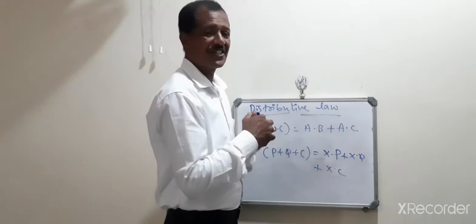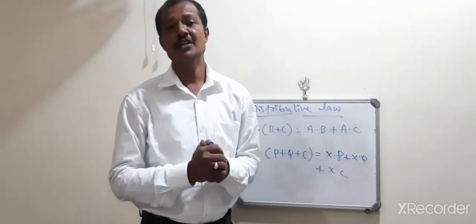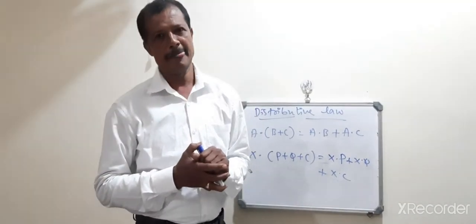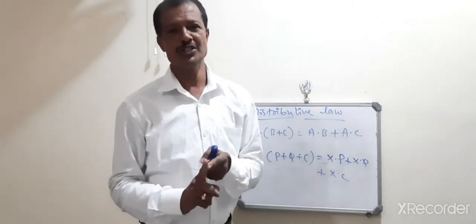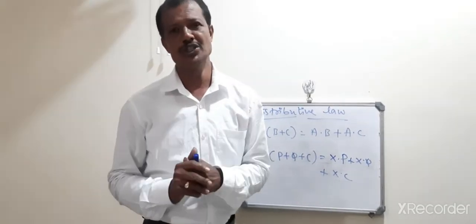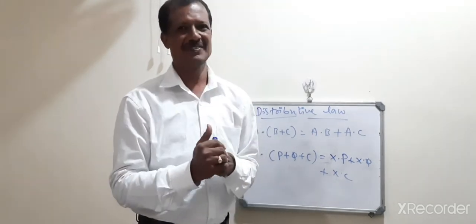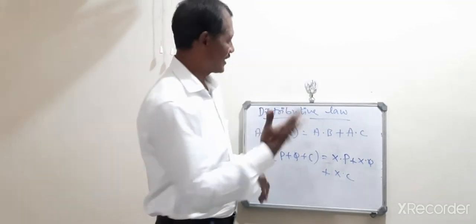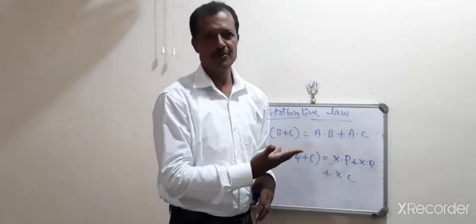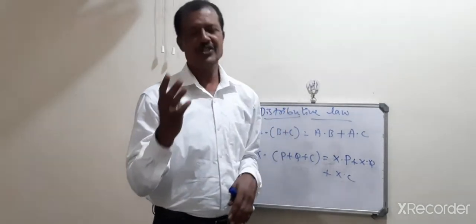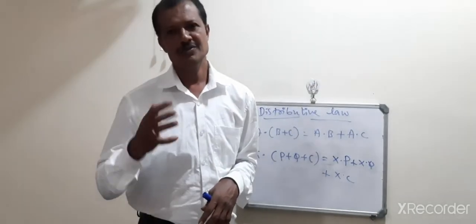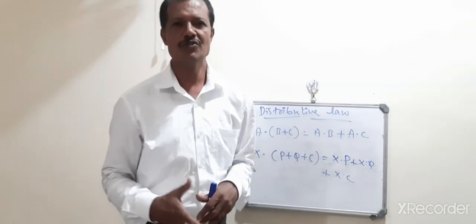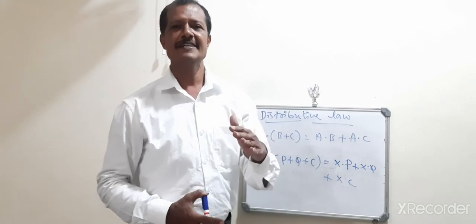For that, in the next video we are going to understand what the rules of Boolean algebra are. In this video we can understand what the associative law, the distributive law and the commutative law are. In the next class we will discuss what the rules are, then we are going to write some equations.